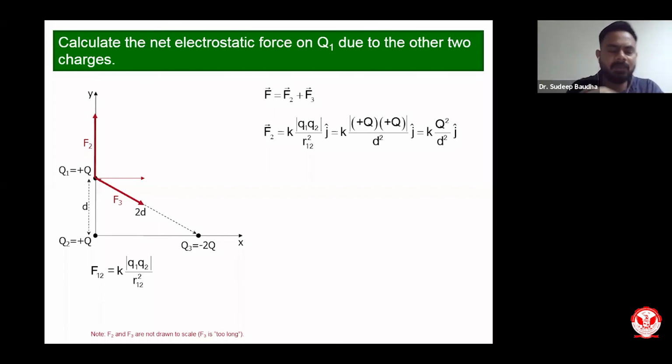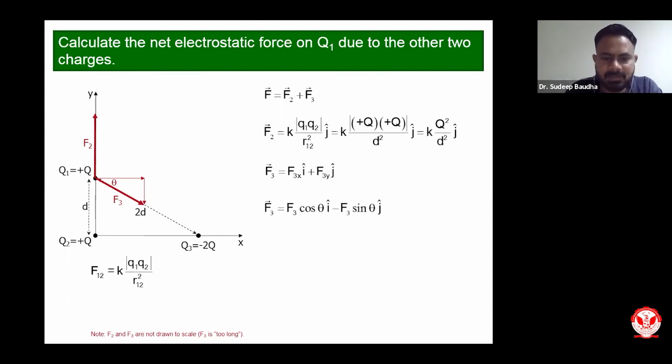So if I have to write the force, now I can find out force and I can discretize the force into two elements, X component and Y component. As you can see, F3 has an X component and a Y component. So I can write F3x i plus F3y j. F3x is the X component of F3, F3y is the Y component of F3, and theta is the angle which it makes with this particular x-axis.